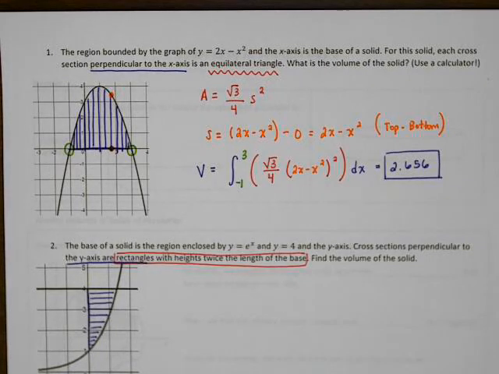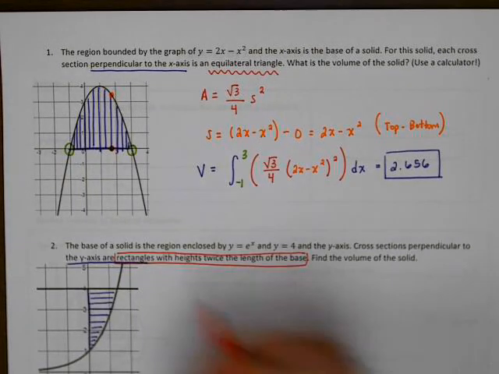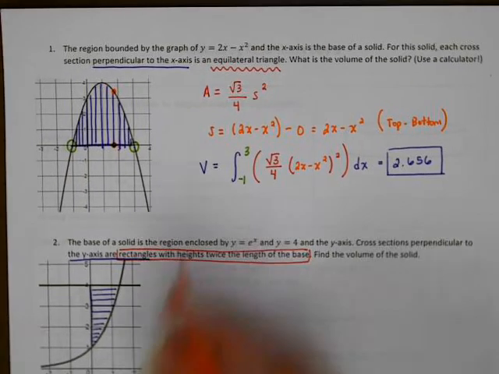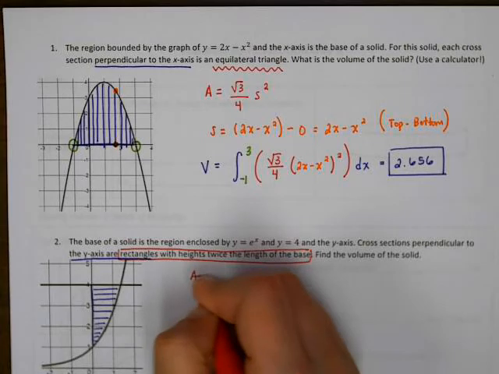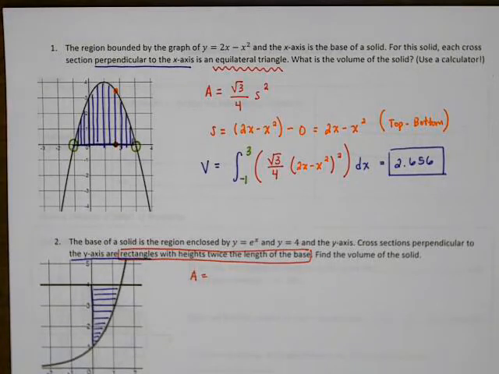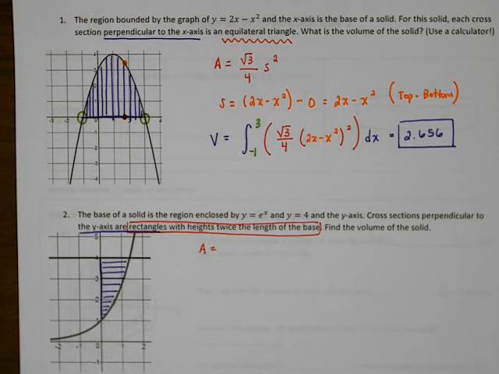So the first step is, which direction are my cross sections going in? Second step is, what area formula do I need? In the previous problem, they just said they're equilateral triangles, which was an area formula that we learned that we could use. In this problem, they say our areas are all rectangles, whose heights are twice the length of the base. So our area formula is not a formula that we already wrote down on the other page. We're going to need to figure it out.